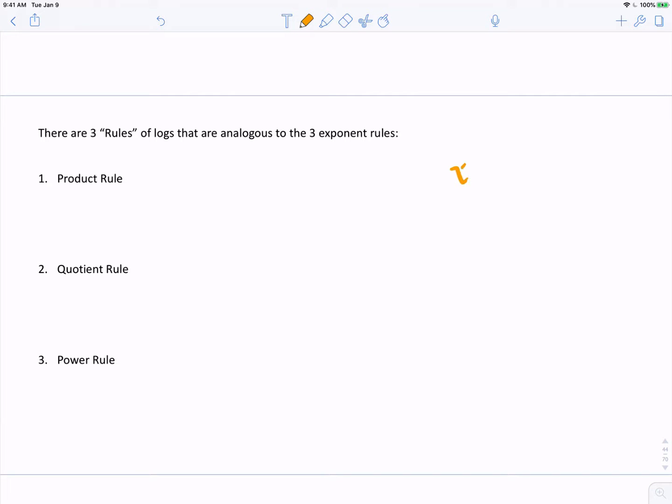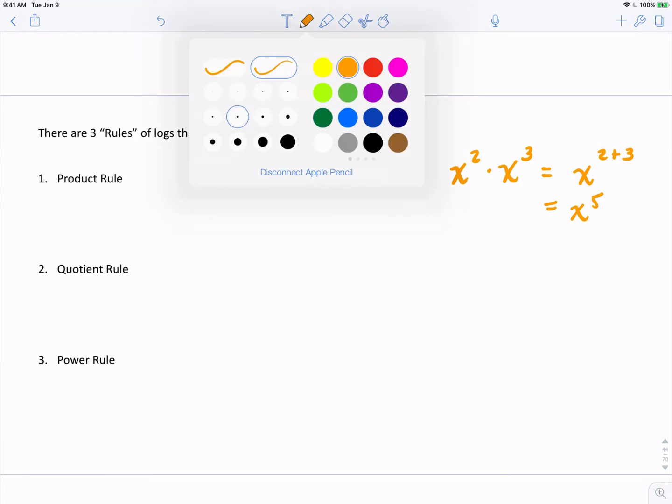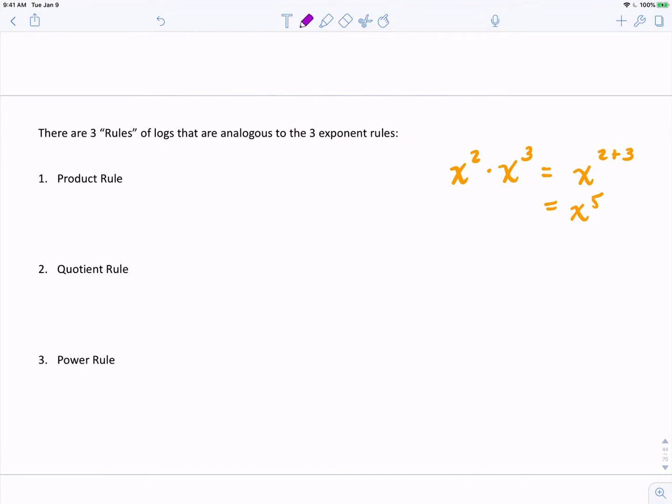So product. Remember, if you have something like x squared times x to the third, the fast way of figuring out what that's equal to is you just add the powers together. So that would be equal to x to the 2 plus 3, in other words, x to the 5th. It's the same with logs. If you're taking log to the base b of a product, it's the same as adding the logs together.